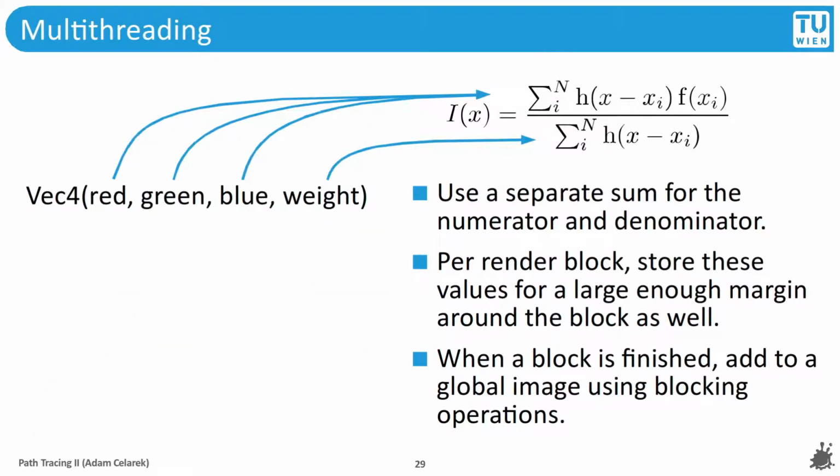Nori solves that by putting the three values of the numerator for the three colors and the filtering weight into a 4-element vector. The blocking add operation doesn't even need to know what the data is. As a last step, we simply divide all pixels by their fourth component. That was done in TU Wien's second assignment.